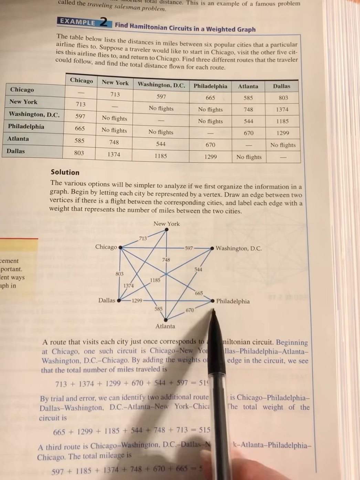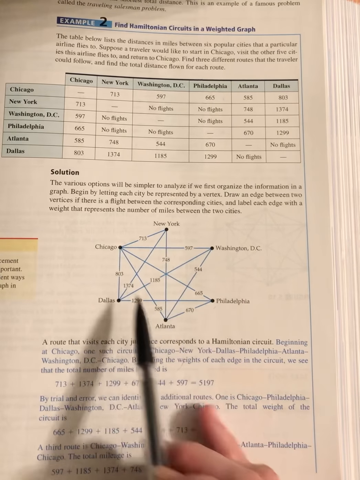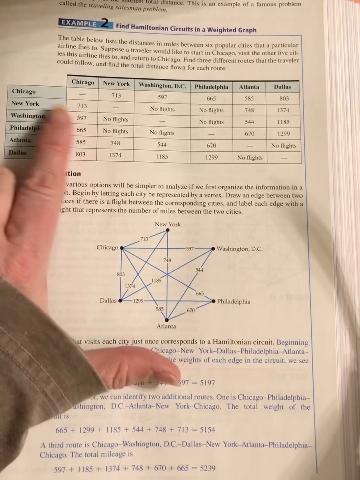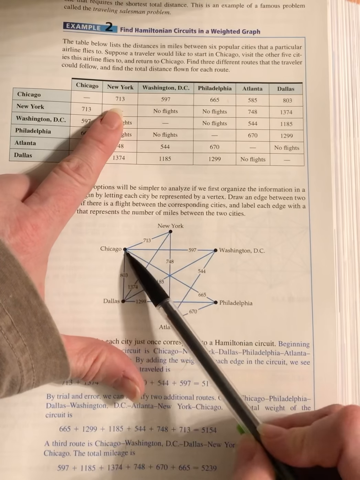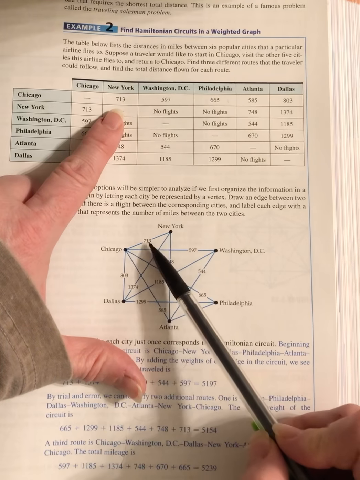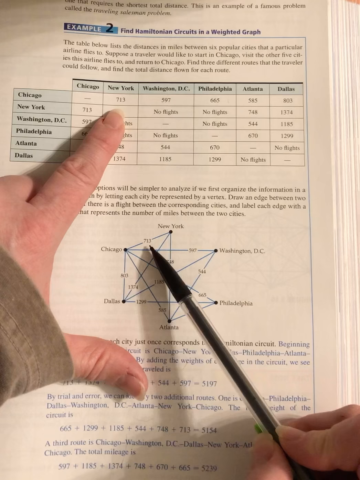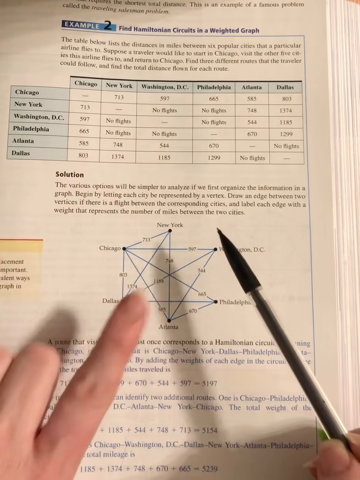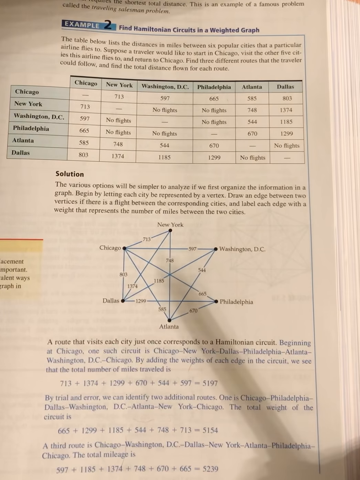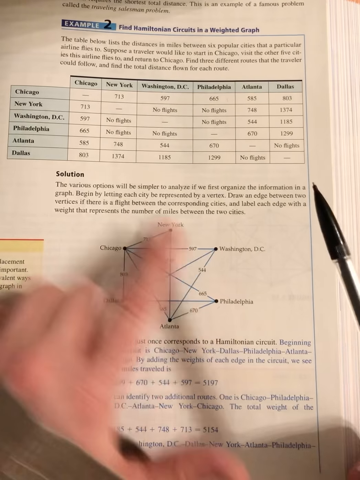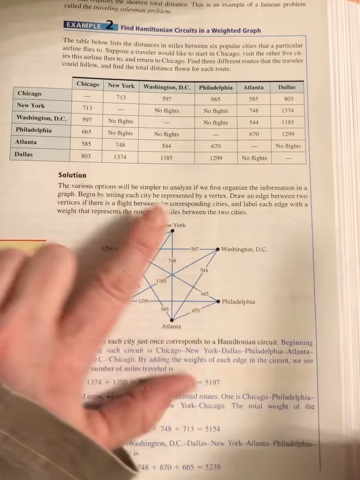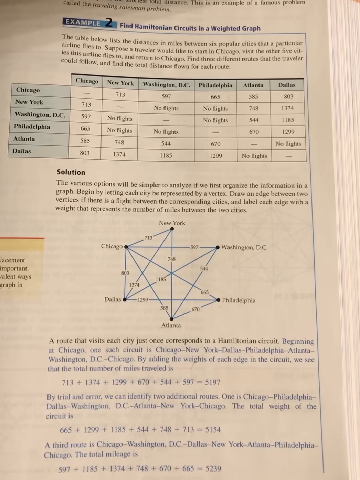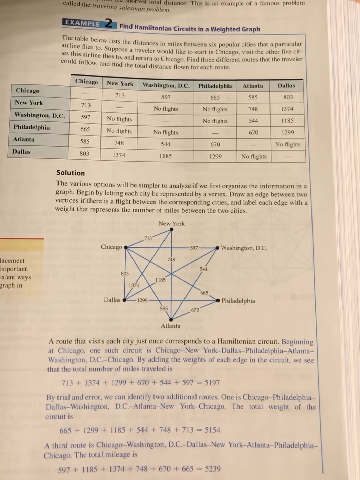They made a nice hexagon shape, okay? They kind of put them at an equal distance. And then when you go through, Chicago's connected to New York, so there's an edge between Chicago and New York, and now it's labeled. It's labeled 713 miles. And so you go through, and if there's no flight, there's no edge, okay? So there's no flight from New York to Washington, D.C., and so therefore there is no edge between New York and Washington, D.C.